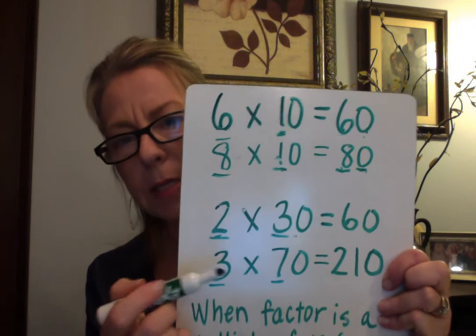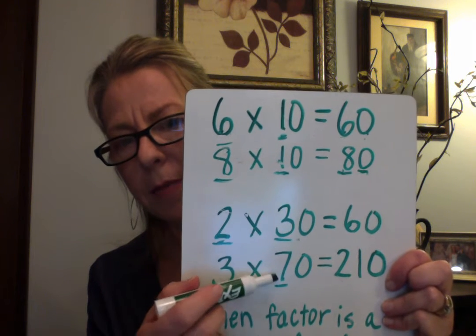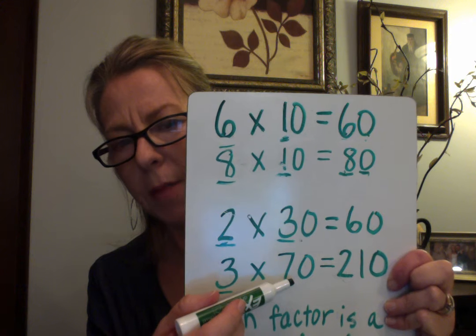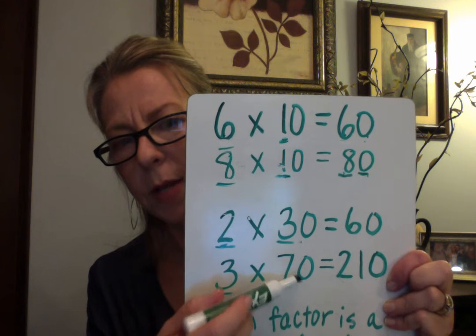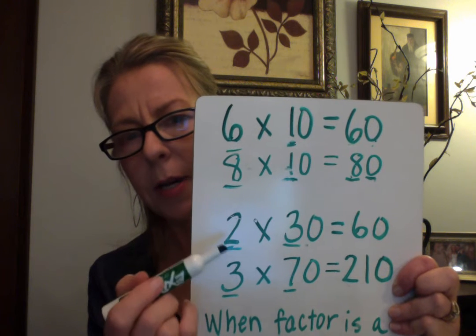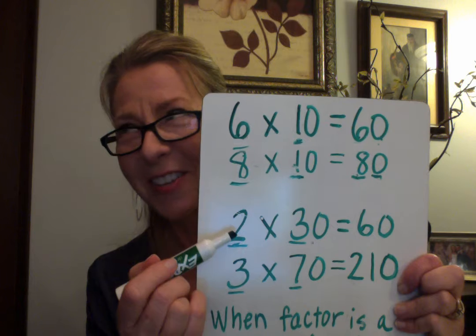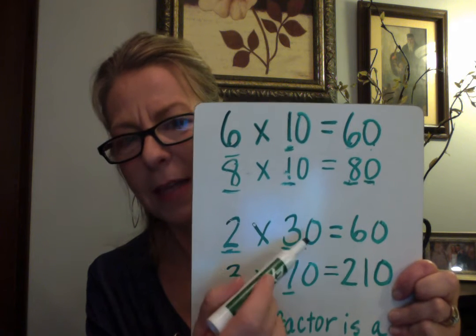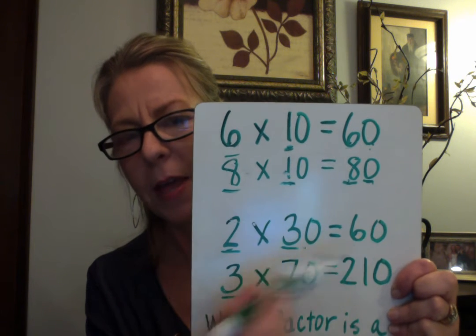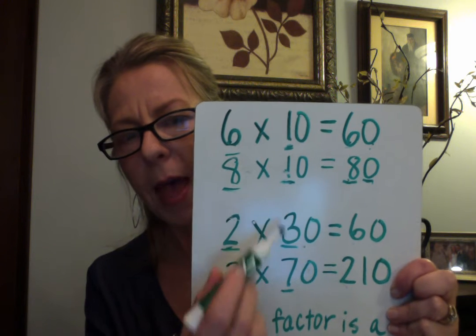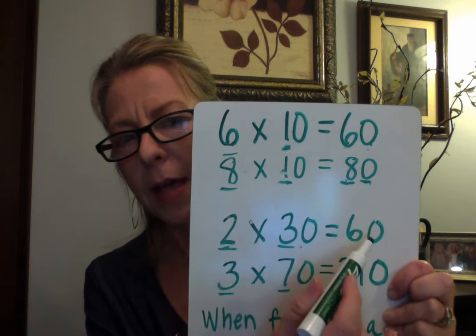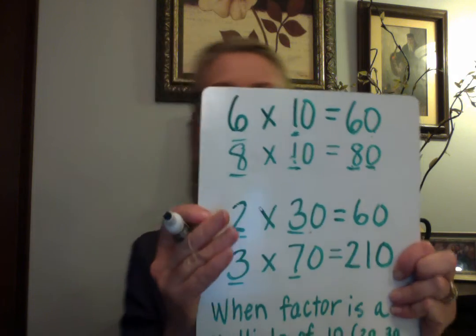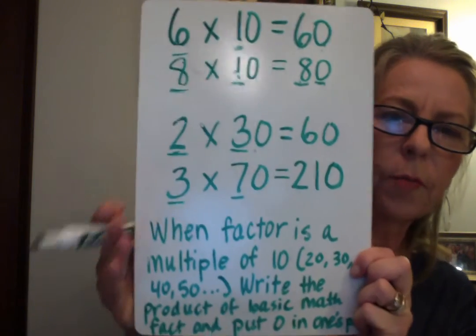We can just do the basic math fact, 3 times 7, and then look at how many zeros we put after our basic math fact. Just 1. Look at here. Here's our basic math fact. 2 times 3 equals 6. That's our basic math fact. And then add our 0. However many zeros you have in that multiple, that's how many zeros you're going to put after the basic math fact.